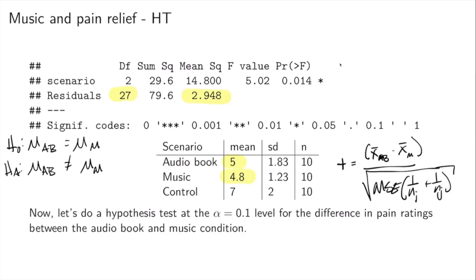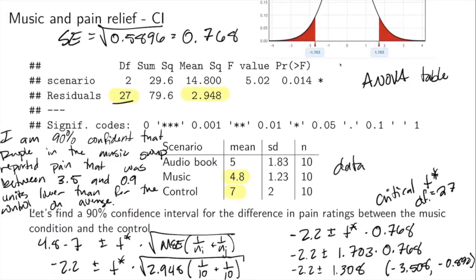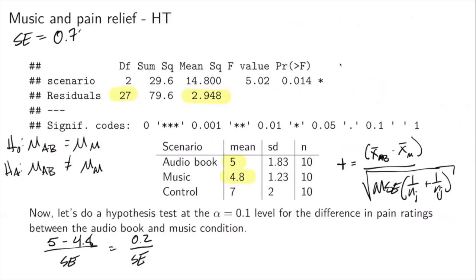So in this case, I've got the audiobook 5 minus 4.8 over that standard error. So I've got 0.2 over the standard error. The standard error is the thing that's complicated, but it's actually the same as what we found for the previous one. So we already computed this standard error, and we found it to be 0.768. So I can actually just use that. 0.2 over 0.768 is going to be 0.26. So that's my t value.